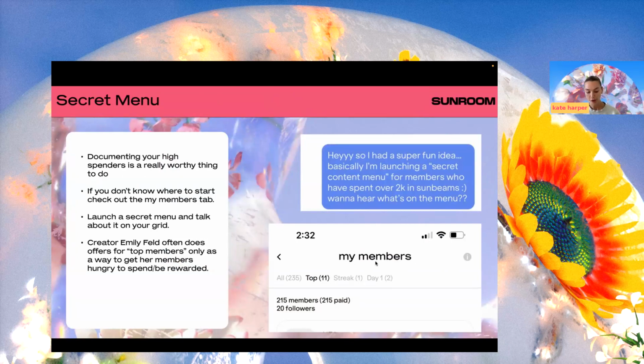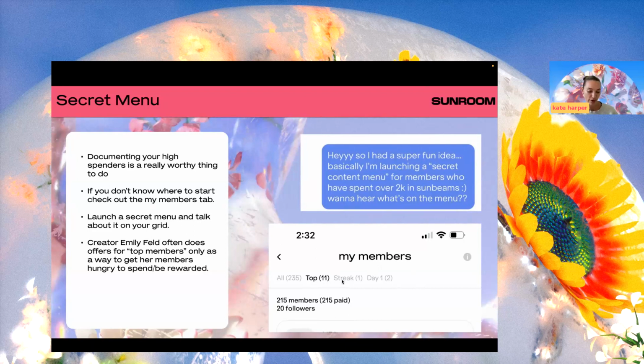So literally, if you go to your Sunroom profile, let me just open Sunroom. If you go to your Sunroom profile, where it has your member count in the top left-hand corner, that's actually tappable. So if you tap on that number, it will open this up. And within here, you've actually got top members listed. So those 11 people, this is actually mine. Those are 11 people who have spent the most money on me.